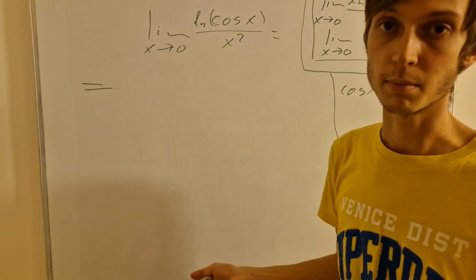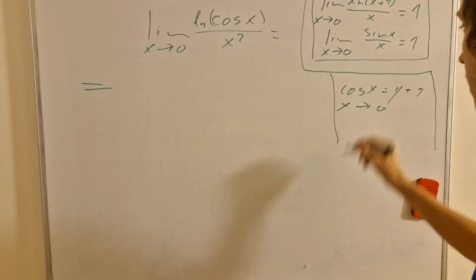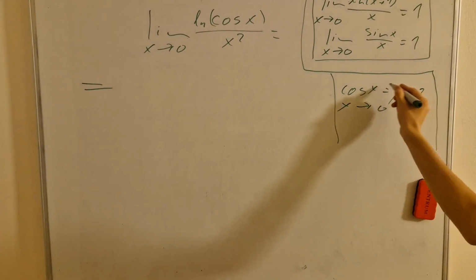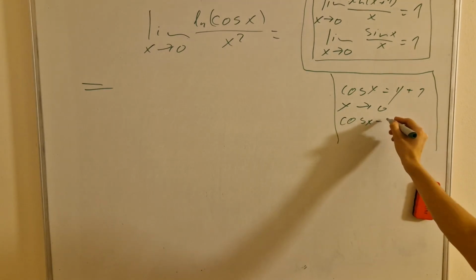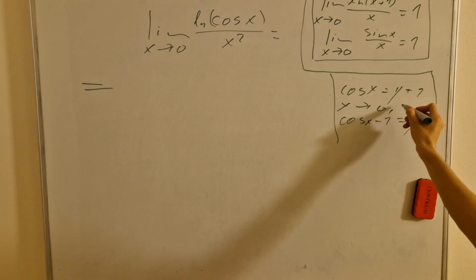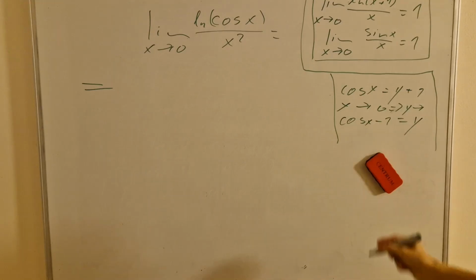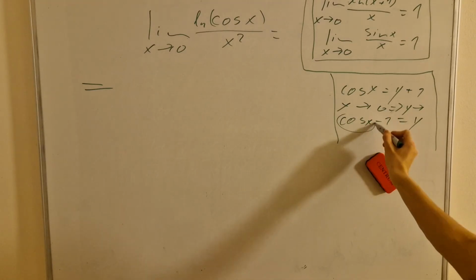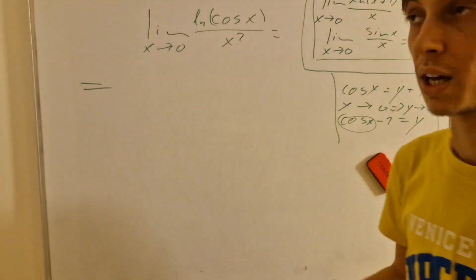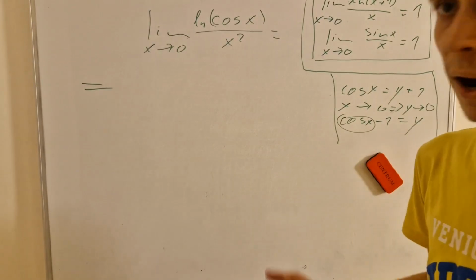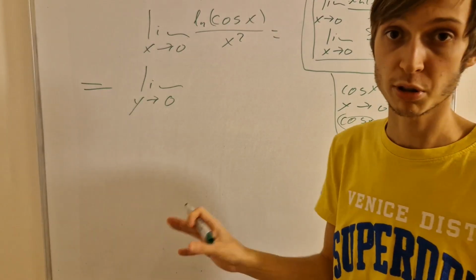But we'll have to adjust the limit bounds here. It turns out that if x goes to 0, let's see where this substitution goes. Well, cosine x is y plus 1, so y is cosine x minus 1. So if x goes to 0, then y goes to where? Well, try to plug in 0 here. This is 1, so 0 as well. So actually it turns out, regardless of the substitution, we have the same limit value for the new y.